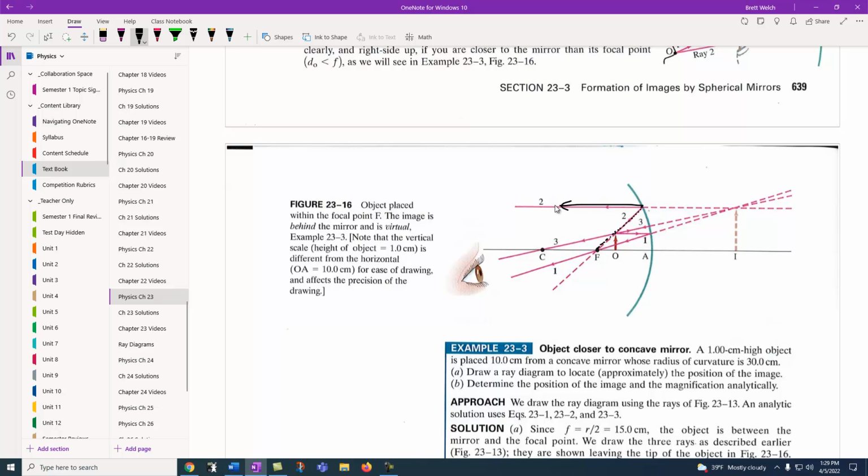to parallel. Well, you might notice right now that these two rays are not going to match up on this left side of the lens.